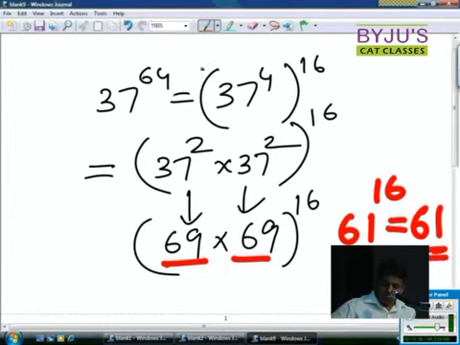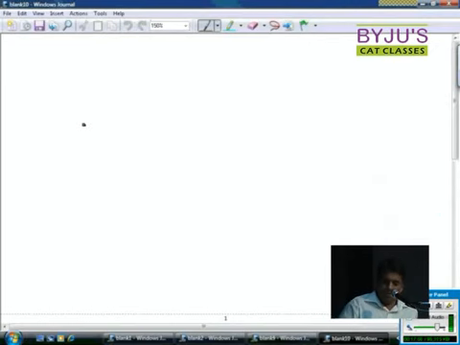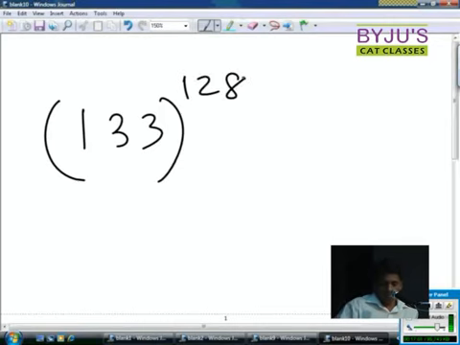So, can you find out the answer for 133 raised to 128? This one you will take out first itself.